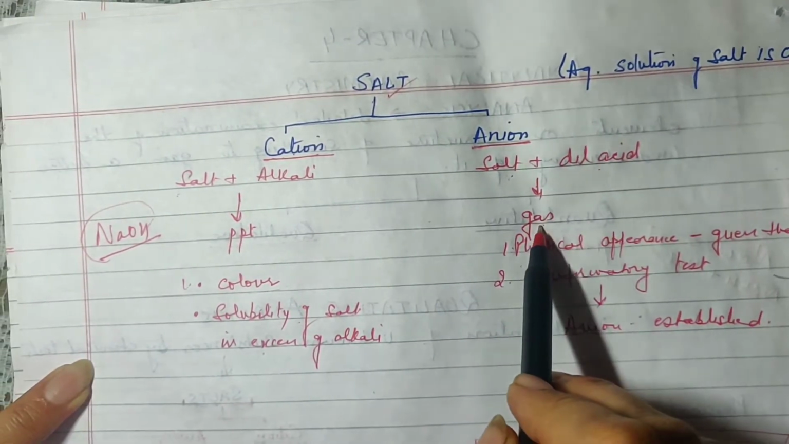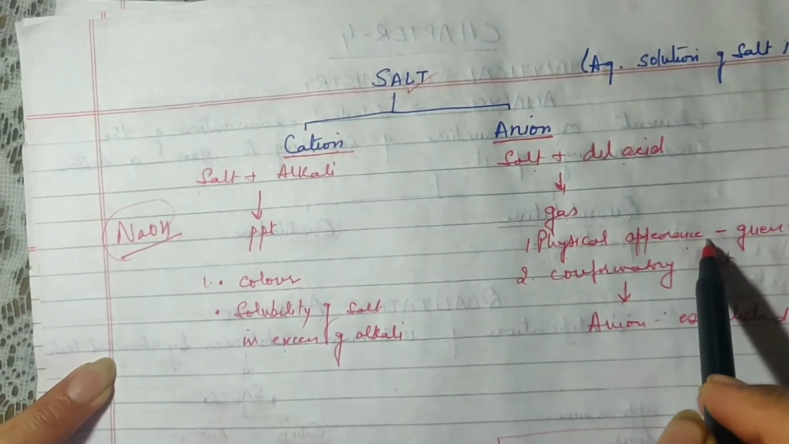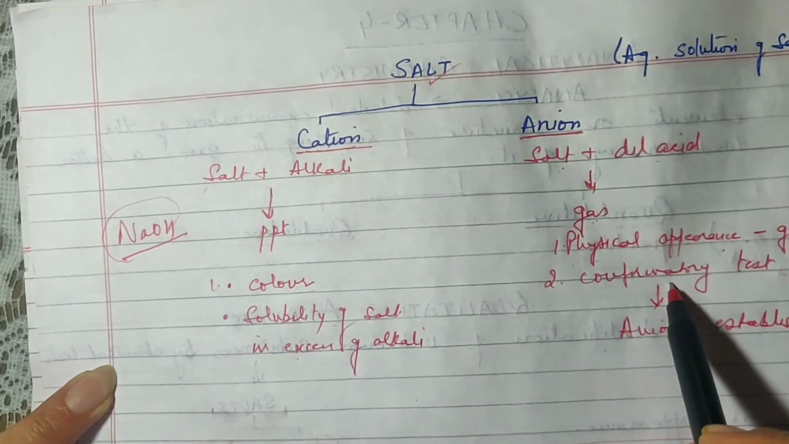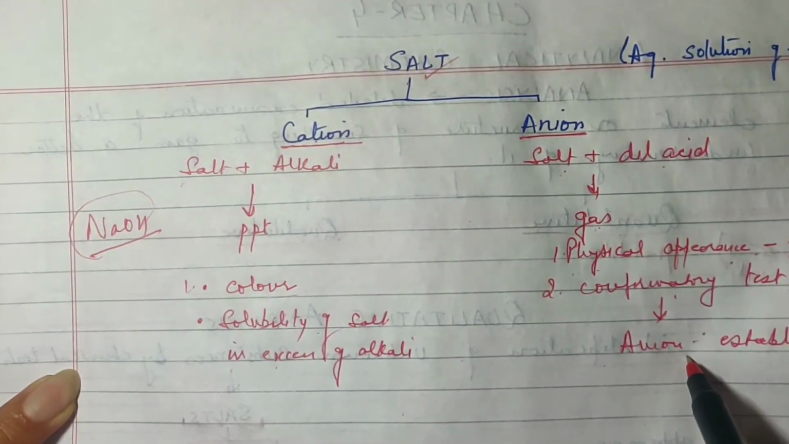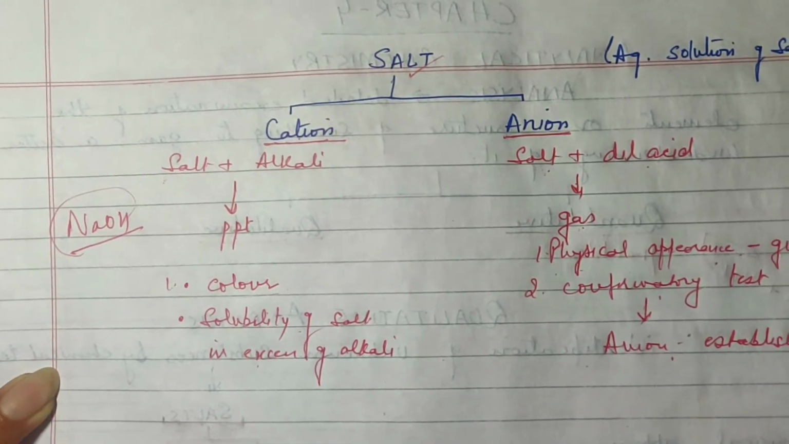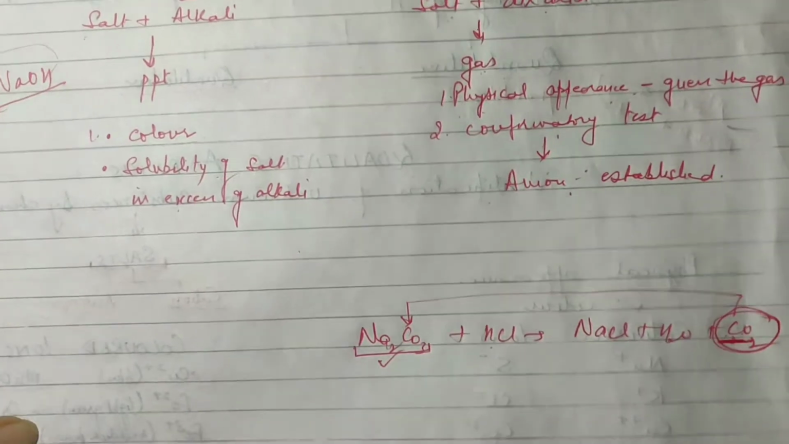This will give a gas. We will first study the physical appearance of the gas, and then on the basis of that we will perform a confirmatory test. If the identity of the gas is established, then we know what the anion is in the salt. Alright, so one by one we will talk about different anions in the salt.